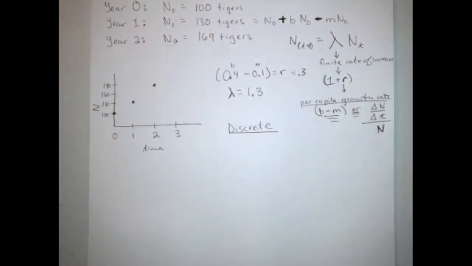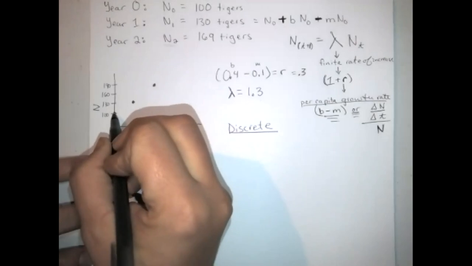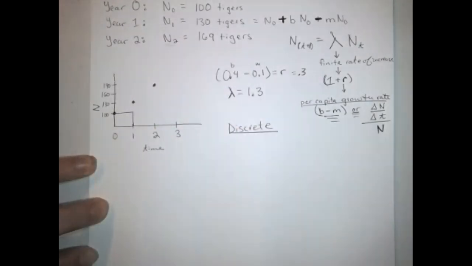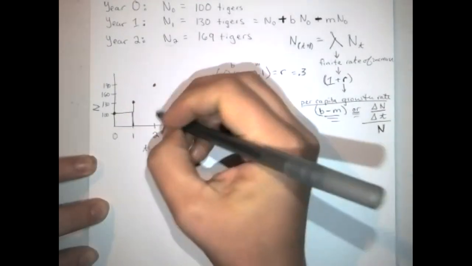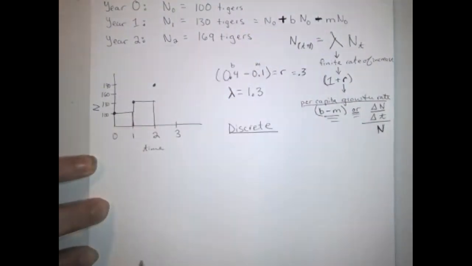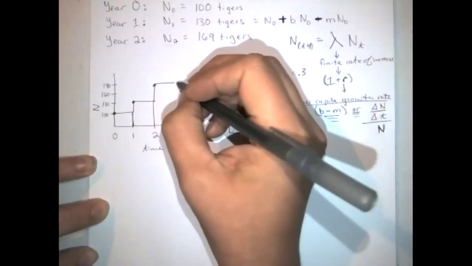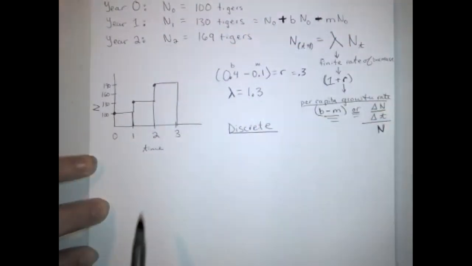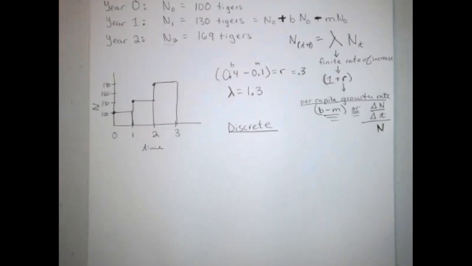So essentially what it's saying is that for this entire year, the population of tigers is 100, right? And then all of a sudden at the turn of the next year, the population increases to 130. And then finally, the population increases to 169 at the turn of the third year. Okay, so essentially this is saying that the population increases all at one particular time, not continuously over the course of the year. And so there are weaknesses, of course, to this model.